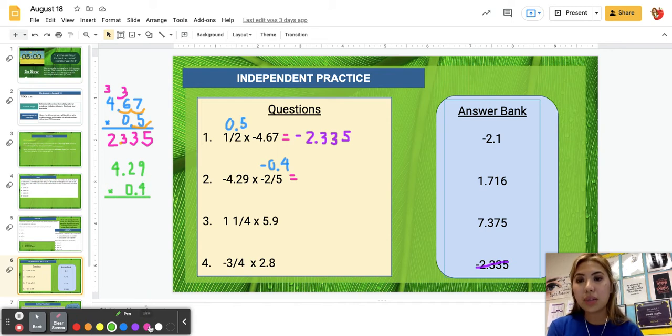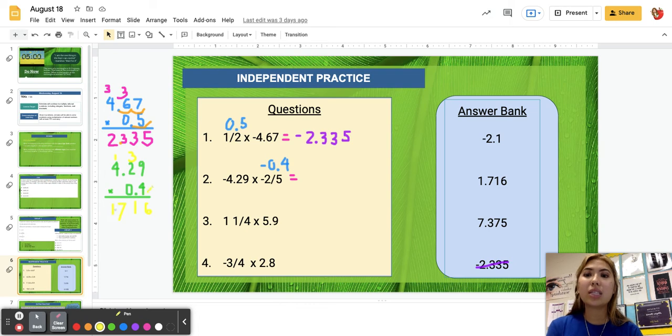Okay, so from here, we can actually multiply. 9 times 4 is 36. 2 times 4 is 8. 8 plus 3, 11. 4 times 4 is 16 plus 1, 17.